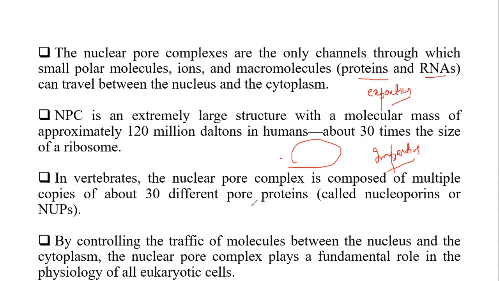Now in vertebrates, the nuclear pore complex is composed of multiple copies of proteins known as nucleoporins or NUPs. By controlling the traffic of molecules between the nucleus and the cytoplasm, the NPC plays a fundamental role in the physiology of all eukaryotic cells. Now, why is this control of the traffic of molecules needed? So that, depending on the environmental stimulus, gene expression can happen, whether the genes need to be shut off or switched on.